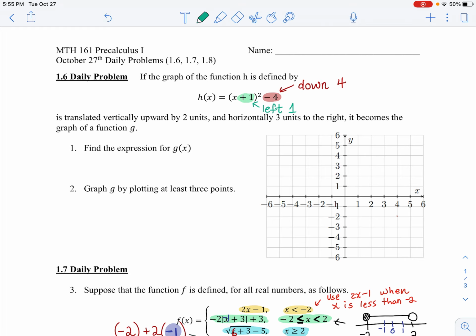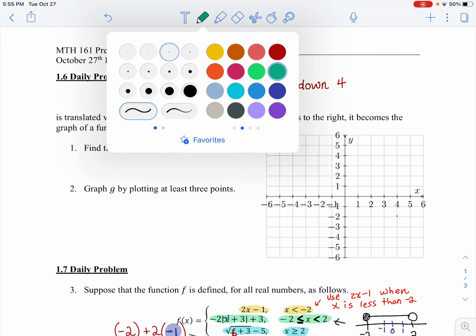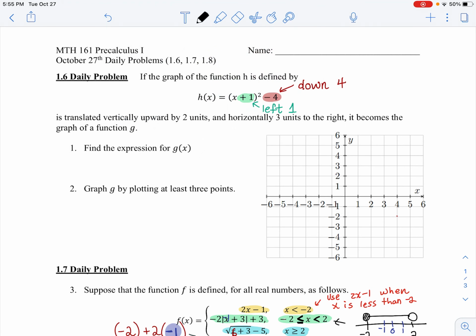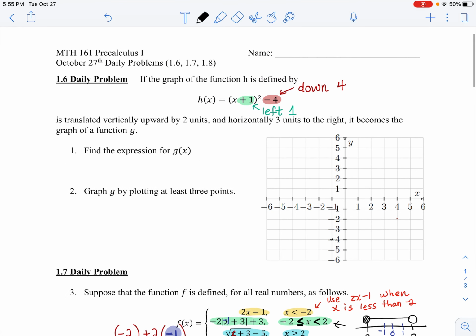Okay, so that's what's happening. So this h of x is not at the origin. It's down 4, left 1. That's where its vertex is. If I plot it, down 4 over 1 to the left, here's the vertex of h of x, and I'm not going to sketch it because this problem doesn't want you to graph h of x, but it's going to look something like that. That's going to be your h. But I'm not graphing that.